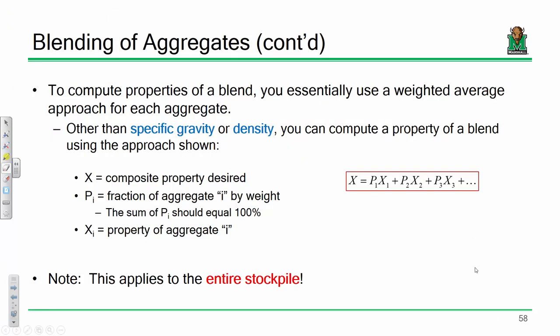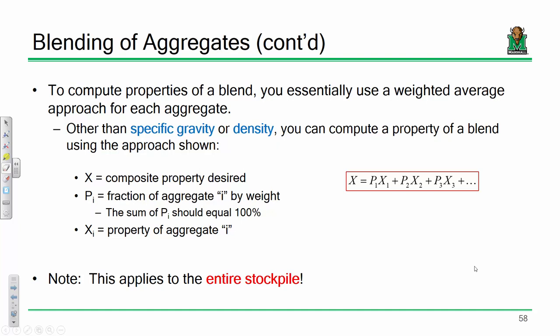So I want to take a look at this. Here's the example we just did, and this is the next slide. This is looking at blending of aggregates. If you want to compute the properties of a blend, you essentially just use a weighted average for each aggregate. That could be things like percent passing a given sieve. It could be things like moisture content or angularity or something like that. Any property that is not specific gravity or density, you can compute using the following approach.